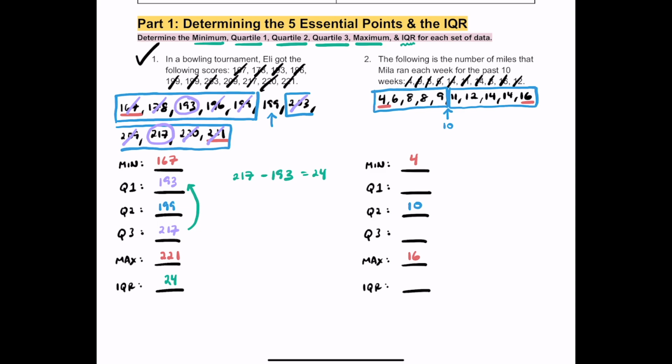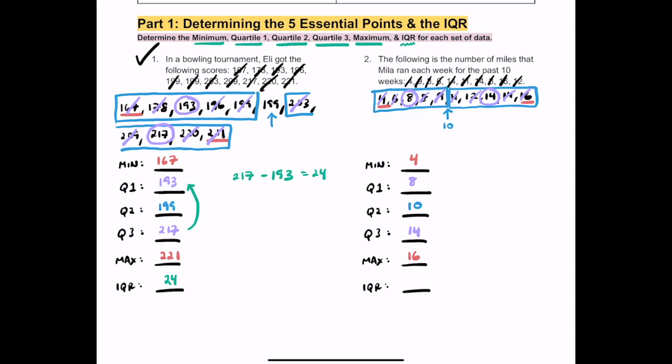Okay. On the bottom half, to find the lower quartile, or Q1, we have to go in between these numbers, and it looks like we have 8. Okay, so 8 is going to be quartile 1, or the lower quartile, and then for the upper quartile, to show the top 25%, we're going to get 14.